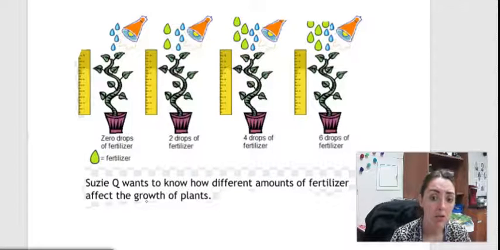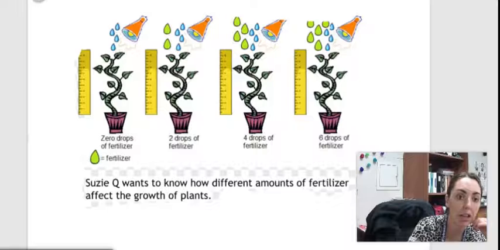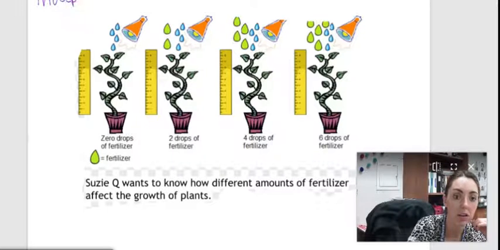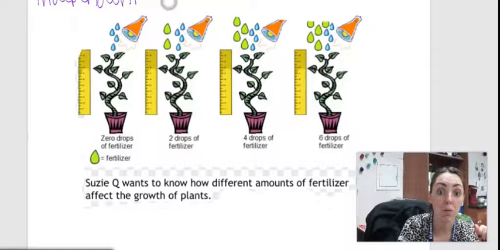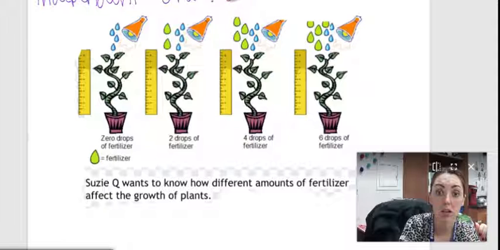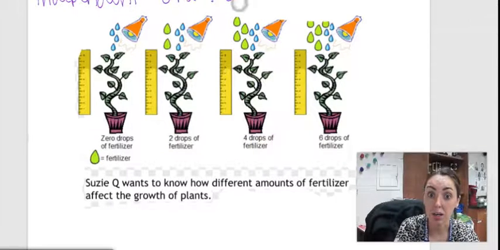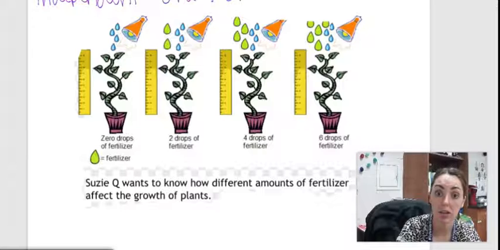So here we have the example. Susie Q wants to know how different amounts of fertilizer affect the growth of plants. And we need to find the independent and dependent variables. So let's talk about the independent. Sometimes that's called the manipulated variable. That's the one that we change. So that's why it's called manipulated, because when you manipulate something, you change it. So the one that we change is the independent variable.